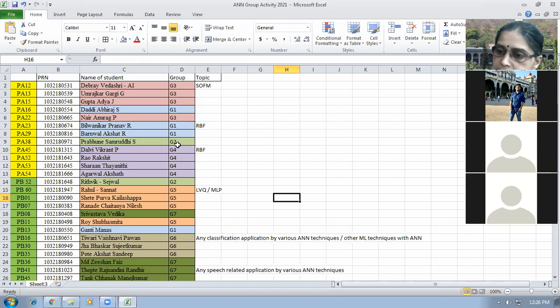From next week, we will be starting with presentations of the groups one by one. I will let you know who will present next week and during which lecture. And in every lecture, there will be 4 groups.